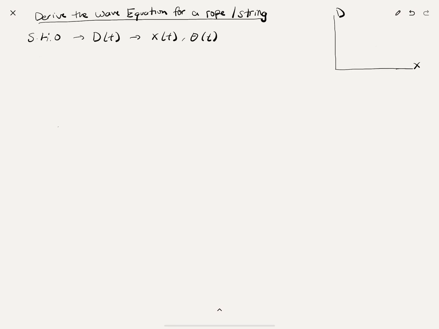Now for a traveling wave, our displacements not only change with time, but they also change with space. So to understand what kind of functional forms D can take, we must first derive an equation of motion that allows us to understand this. So that's what we're going to do today. Determine a wave equation for a wave traveling down a rope or a string, but this is generally applicable to all kinds of waves.